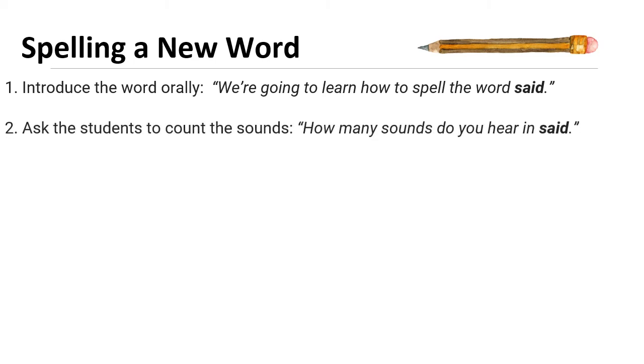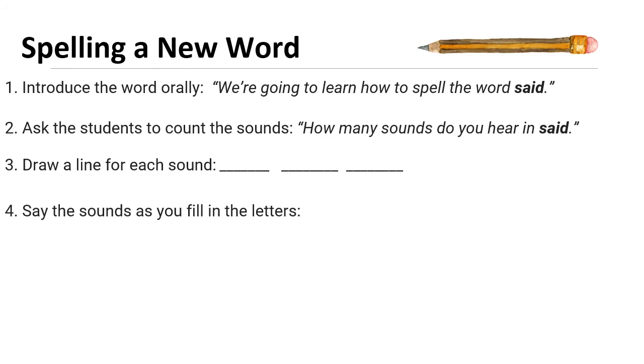And then I would ask them to count the sounds. How many sounds do you hear in said? And they count it on their fingers. S, e, d. So they hear 3 sounds. So I draw a line for each sound, or I could ask the students to do this. And then I say the sounds as I fill in the letters. And I'll say to the students, watch me. I'm going to write the word said on the lines to show which letters represent which sounds. And I want you to look to see something that you think is tricky. And then I would go ahead and I would write it.